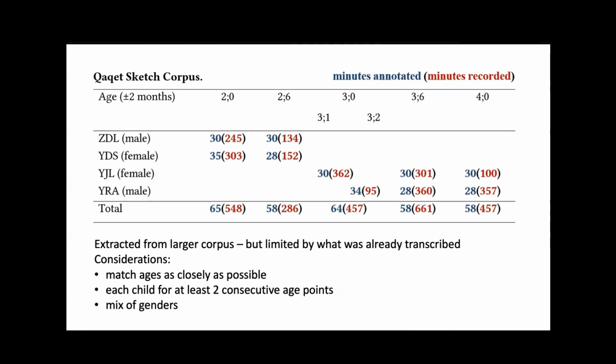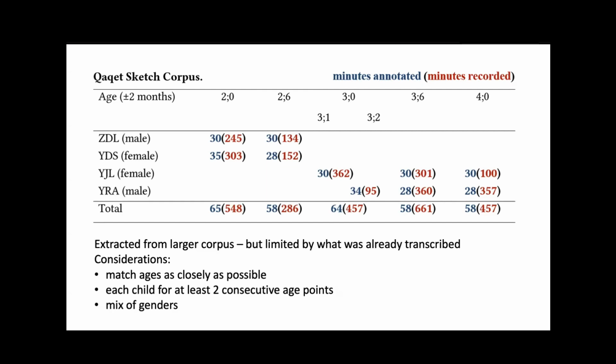But as you also see in the sketch corpus format, we allow for differences of plus or minus 2 months to cater exactly for this difficulty in fieldwork settings. Another consideration was that we wanted to have at least 2 consecutive ages for each child. This decision resulted in a younger age group, where we have 2 children recorded at 2;0 and 2;6, and an older age group, 2 children recorded at 3;6 and 4;0.